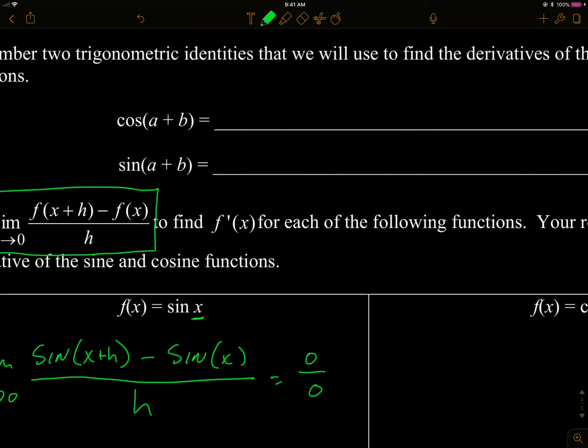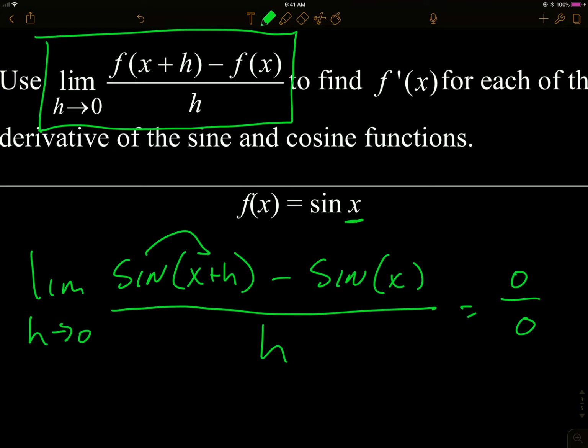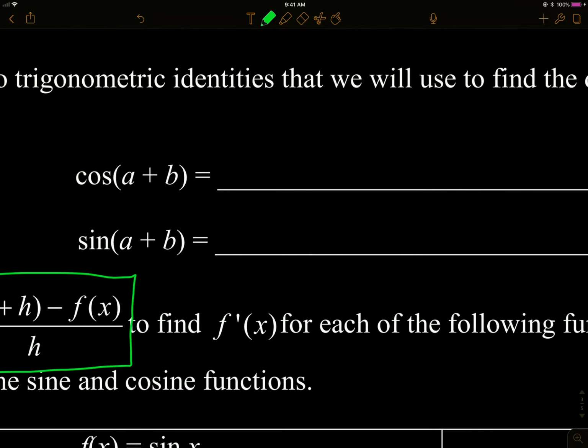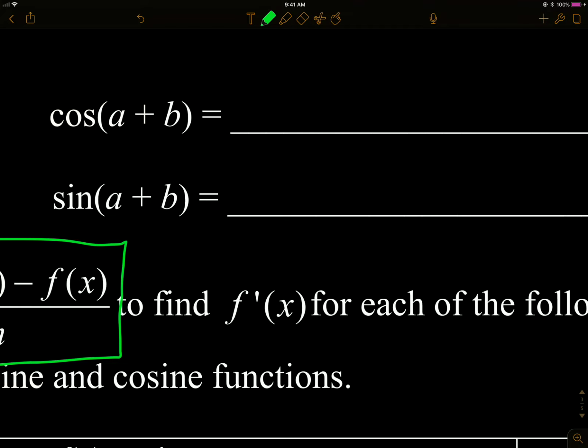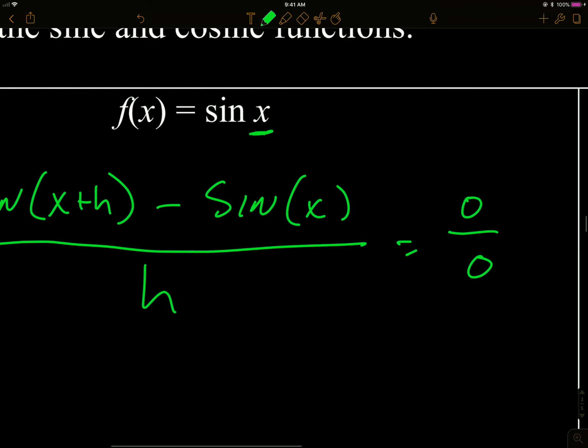So if you recall, in this case, we need the sine of the addition of two angles. Remember, the x plus h is the angle. So if we think back to this identity, the sine of a plus b is equal to the sine of a times the cosine of b plus the cosine of a times the sine of b. So we're going to use that identity here.